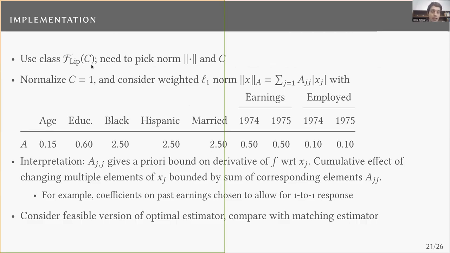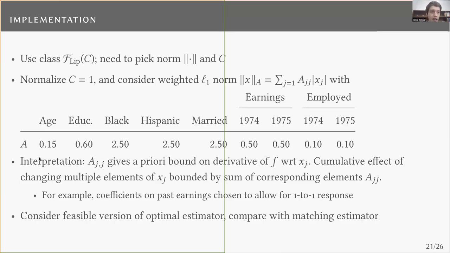So the way we do it in the application is that we normalize this Lipschitz smoothness constant C to be one in our baseline. And instead, to reflect our smoothness assumptions on the conditional mean, we're gonna use a weighted norm here. So if I think that the conditional mean is smoother with respect to a particular covariate X_j, that's gonna be reflected through this weight A_j in the norm. And the way we pick these weights is just reflecting our a priori bounds on the conditional mean slopes with respect to the partial derivatives.